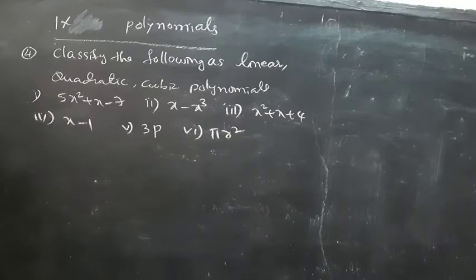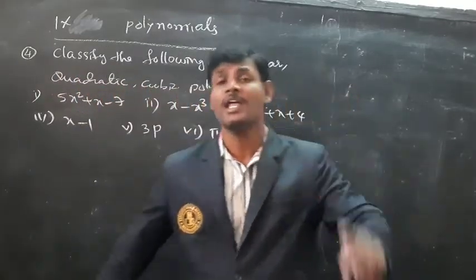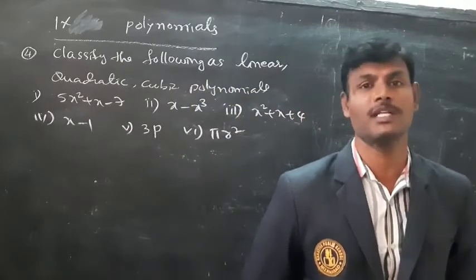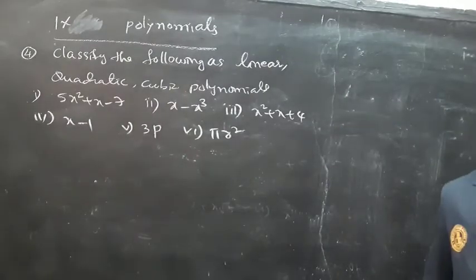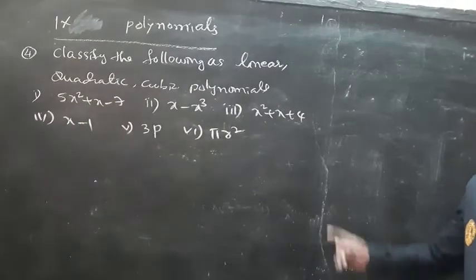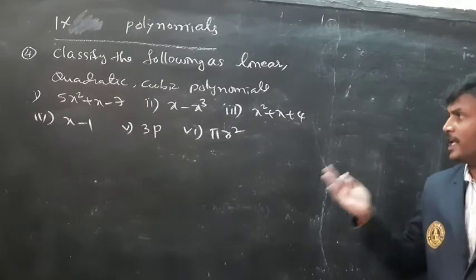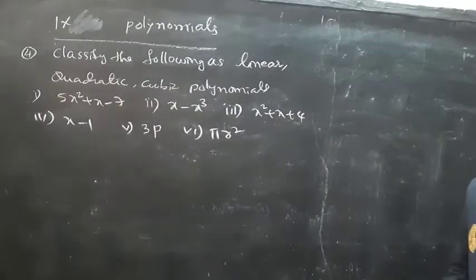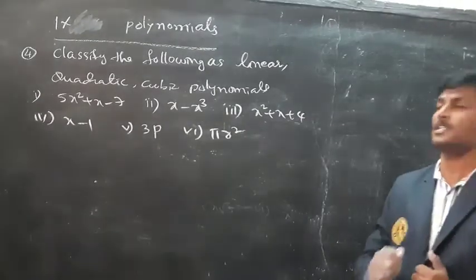Classify the following as linear, quadratic, cubic polynomial. Already we know, what is a linear polynomial? If the degree of the polynomial is 1, that is called a linear polynomial. Then what about a quadratic polynomial? If the degree of the given polynomial is 2, that is called a quadratic polynomial. Then what about a cubic polynomial? If the degree is 3, that is called a cubic polynomial. Here some questions are there. From the questions you have to separate which one is linear, which one is cubic, which one is quadratic. To classify the polynomials, first you have to look at the degree. If you know the degree, you can classify the polynomials.